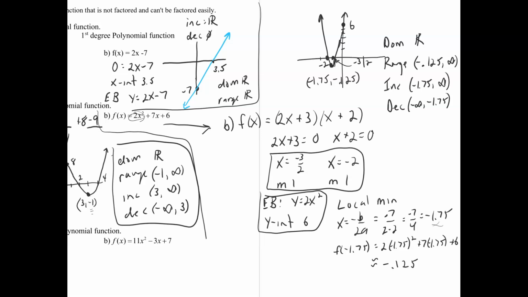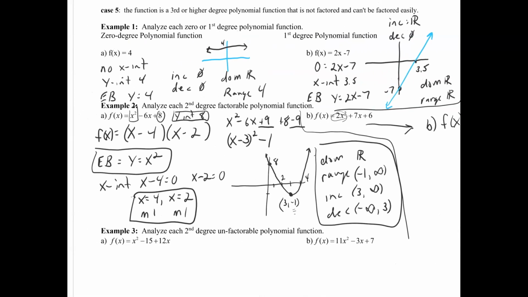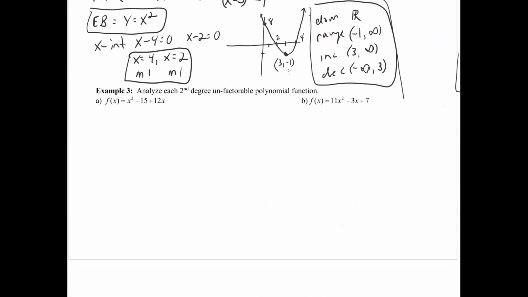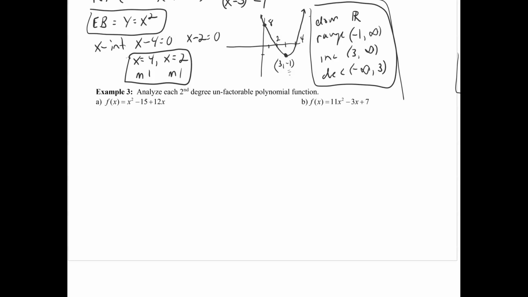Okay, so that's factorable. Now let's look at one that's not factorable. So what do we do when we have a second degree polynomial function that we can't factor? So I'm just going to go ahead and save some time and say, let's say we've tried to factor it, given up on factoring, so we're going to go on and use the quadratic formula. All right, so when we're looking for the zeros, we can't factor it, but we can set it equal to 0.